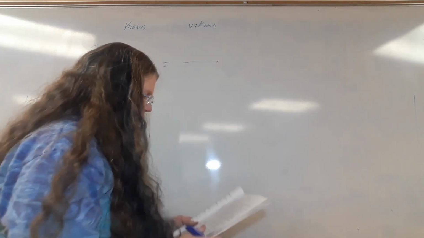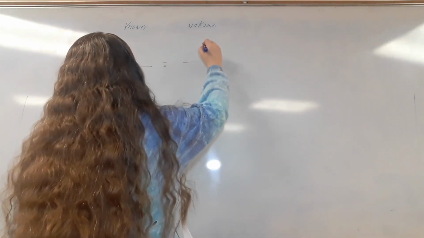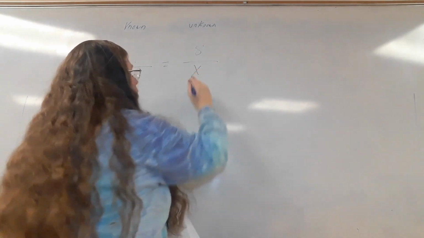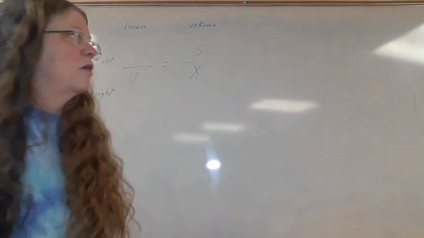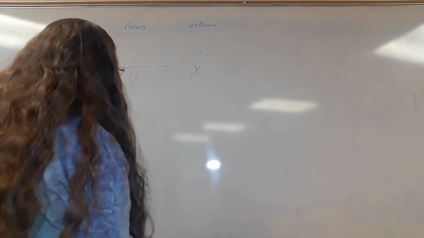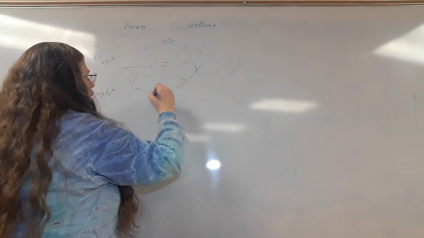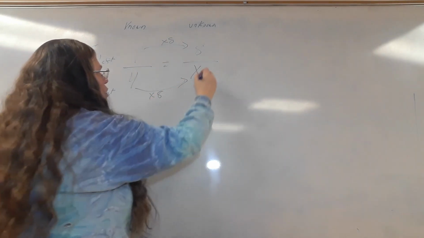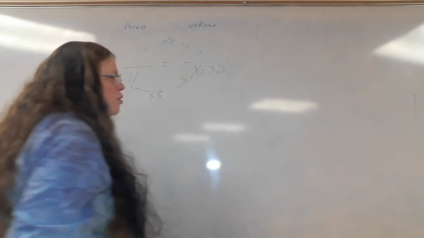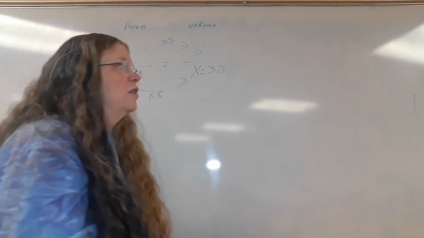All right, and we have 8 left-handed people. How many right-handed people? We can go times 8, 4 times 8 is 32. So there's 32 right-handed people. It's a class of 40.